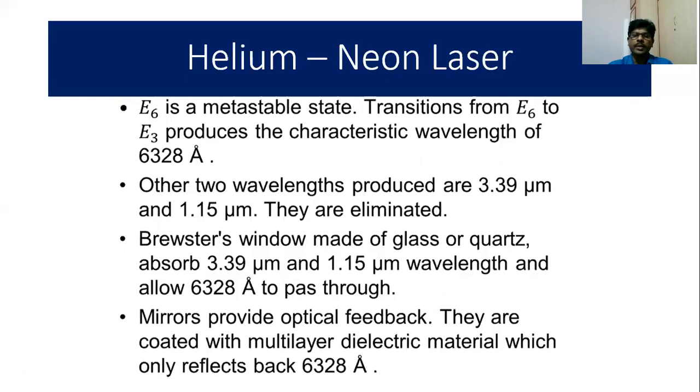The mirrors provide optical feedback, the concave mirrors. They are coated with multi-layer dielectric materials which only reflect back 6328 angstroms. So the Brewster's windows and the concave mirrors help in such a way that they absorb the 3.39 and 1.15 micrometer wavelengths, but they help the 6328 angstroms wavelength to pass through and get reflected back. Since they are concave mirrors, the light gets focused to a particular point along the optical axis and the laser light gets directionality in this particular case.